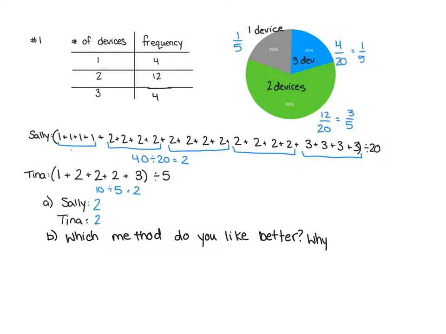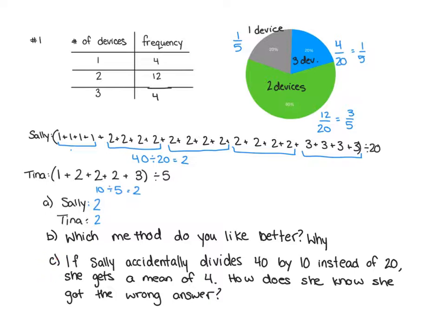Question B asks you which method you like better and why. So some of you might prefer Sally's method because it's just easier for you to understand. You need to have all of the pieces of data laid out. Some of you might understand Tina's easily, and so you like it better because there's fewer numbers for you to add. There is not a correct or an incorrect answer here. It's just a preference of which one you like and being able to explain why you have that preference.